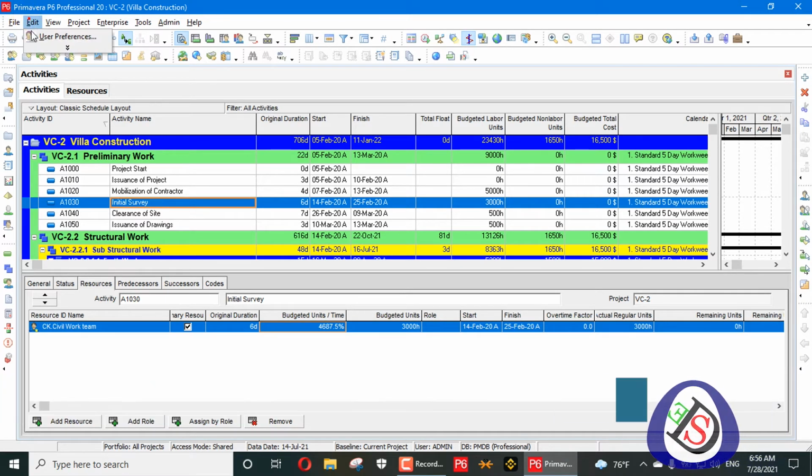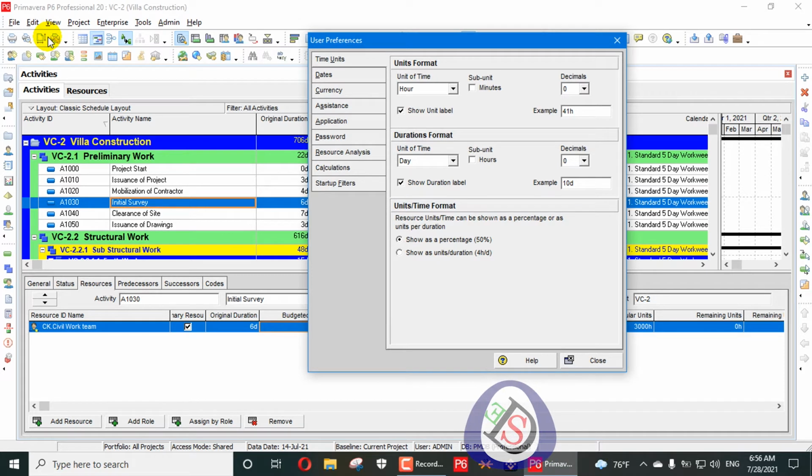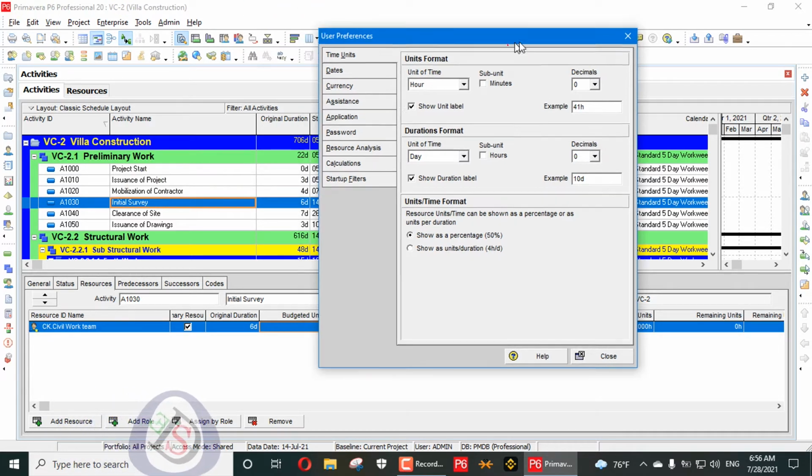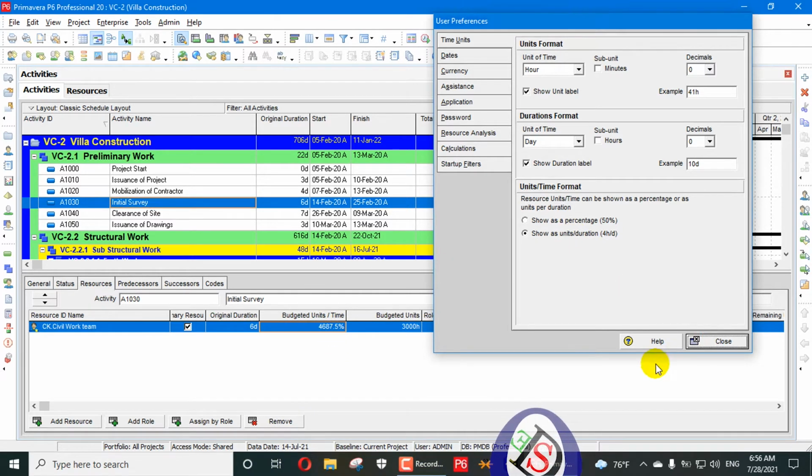Now here we will go to Edit, User Preferences. You can see the units per time format. The units per time format can be of two types: one is percentage and one is hour per day. When we see in the resource, budgeted units per time is already in percentage. I will change it to hour per day.